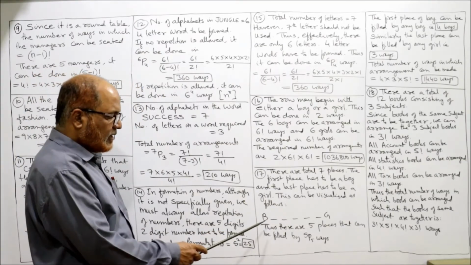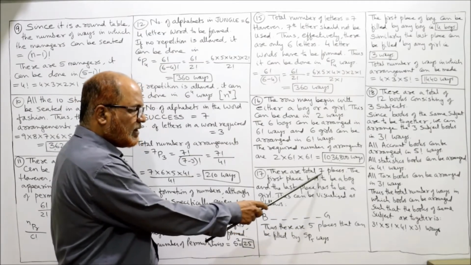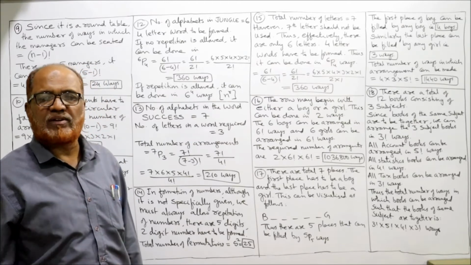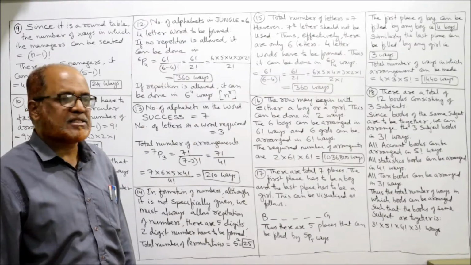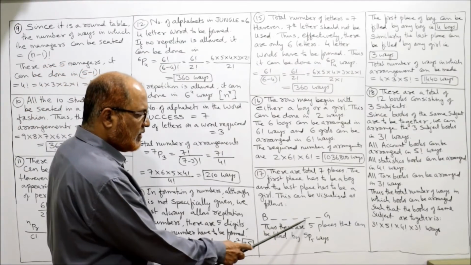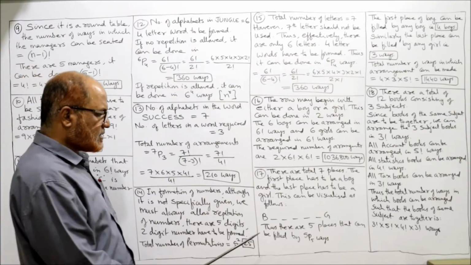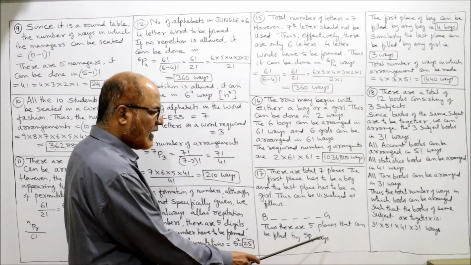You can see here. First we have taken a boy and last we have taken a girl. Total 7 persons are there. तो 7 में से 2 निकाल दो, बचे हुए कितने? 5 places are there. तो 1, 2, 3, 4, 5. So in between boy and girl we have 5 places. Thus there are 5 places that can be filled by 5p5 ways.